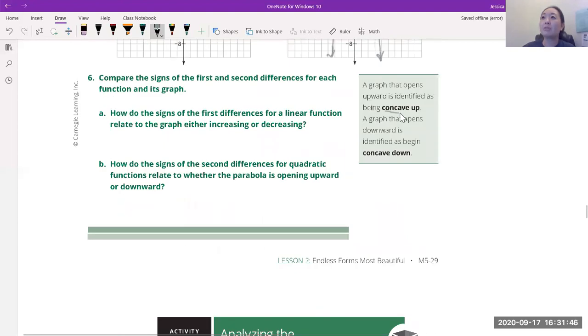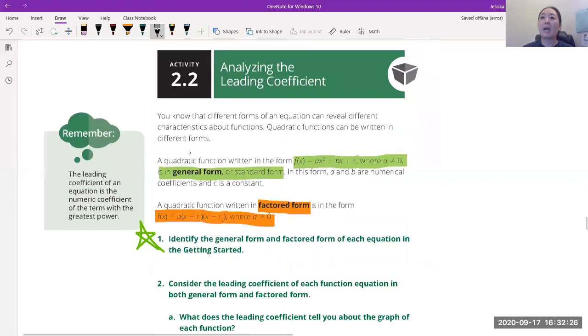Another way to word that, instead of saying open up, open down, is concave up and concave down. If you're nearsighted and have glasses, they're shaped like this because they need to be concave. Concave is like a cave. Convex is the other one, where it comes out like this. So concave up means the cave is up, or the cave is down. Anyways, we're going to analyze the leading coefficient.